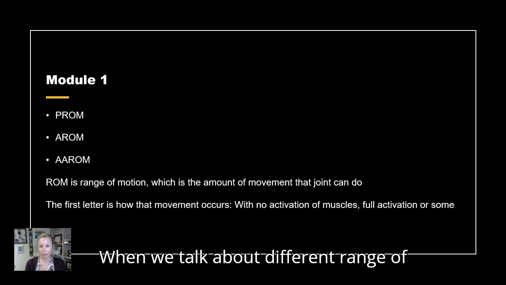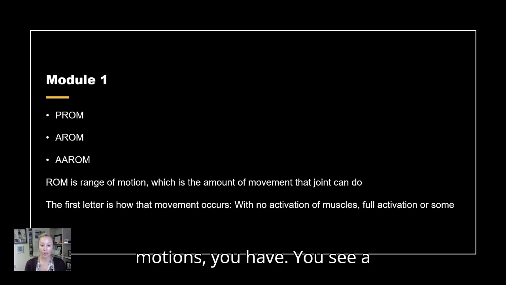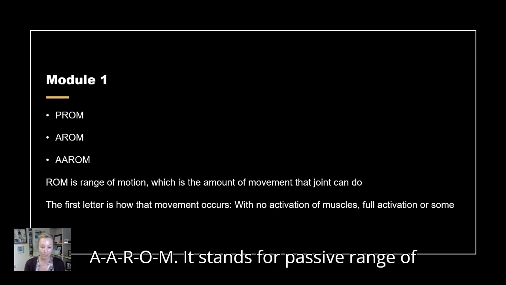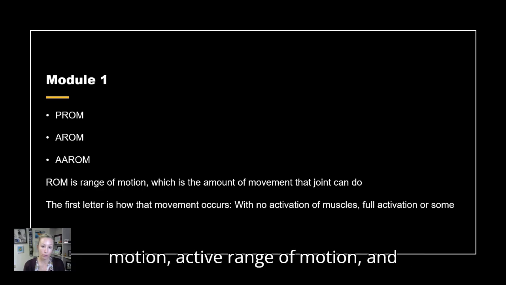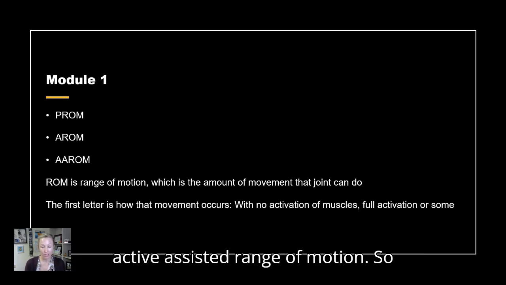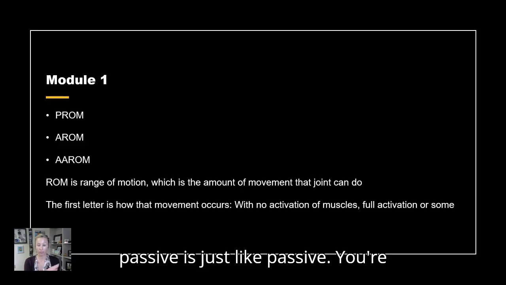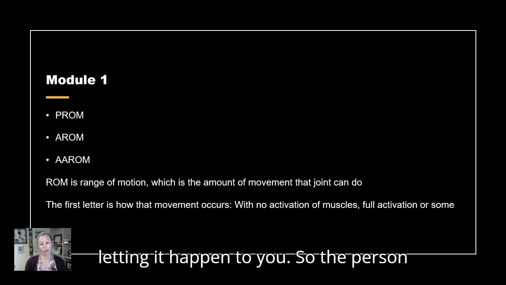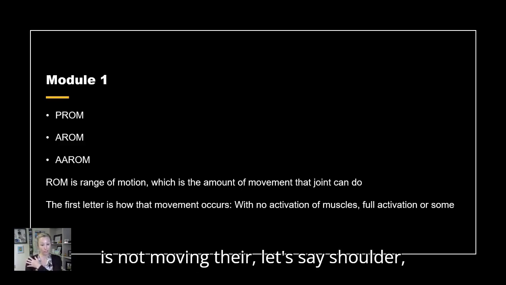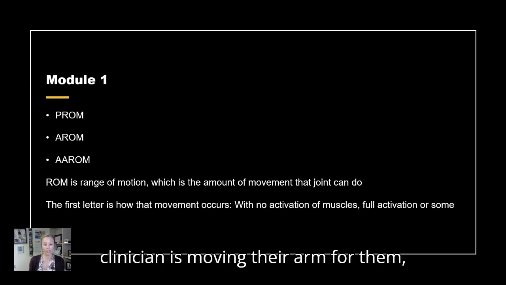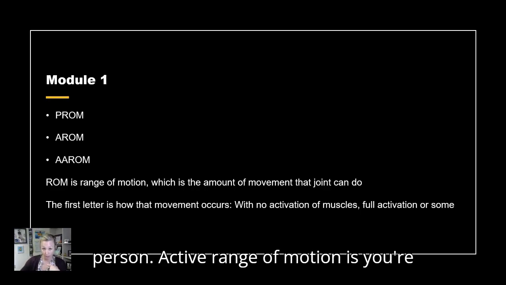When we talk about different range of motions, you see a PROM, AROM, and an AAROM. It stands for passive range of motion, active range of motion, and active assistive range of motion. Passive is just like passive. You're letting it happen to you. So the person is not moving their, let's say, shoulder, and a clinician is moving their arm for them, and there's no movement done by the person.